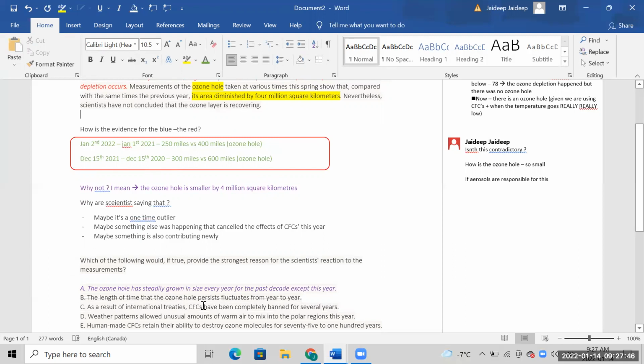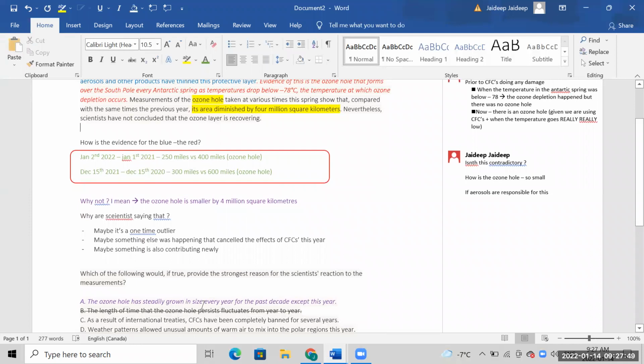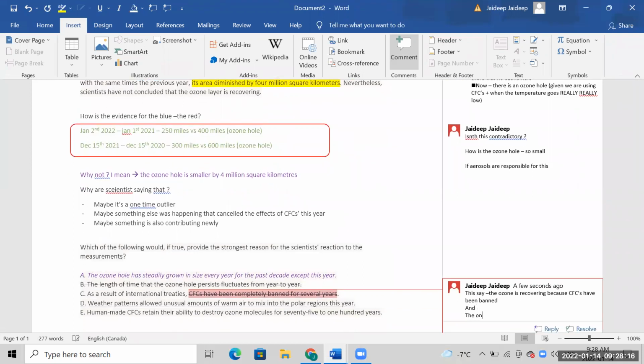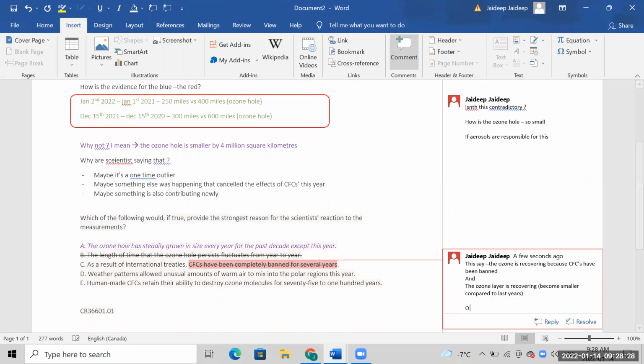CFCs have been completely banned. Well, if anything, this tells you that the scientists are wrong, then. I mean, why do you think they're not recovering? If anything, this says the ozone is recovering. CFCs have been banned and the ozone hole is becoming smaller compared to last year's. So CFCs are working.